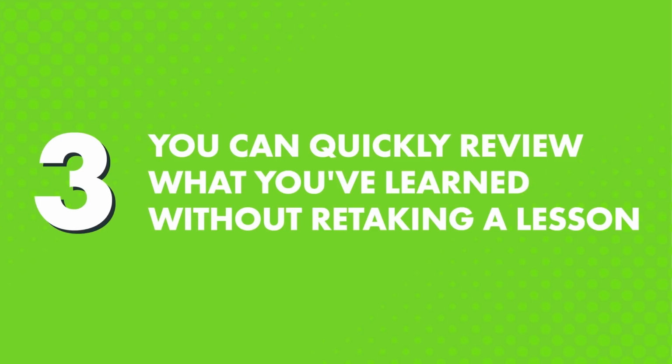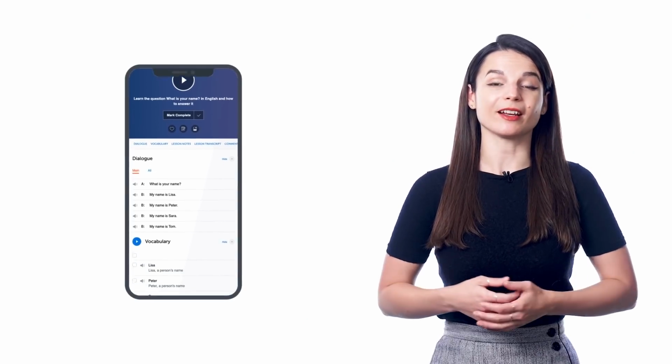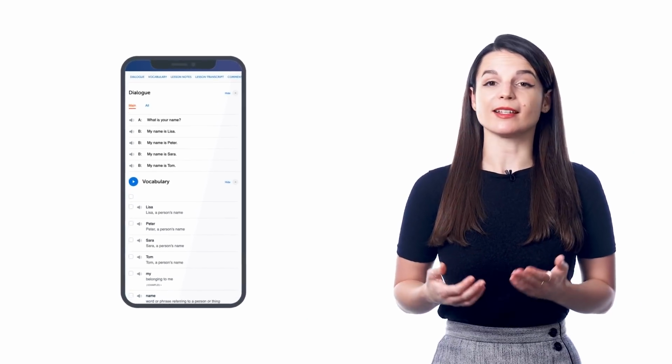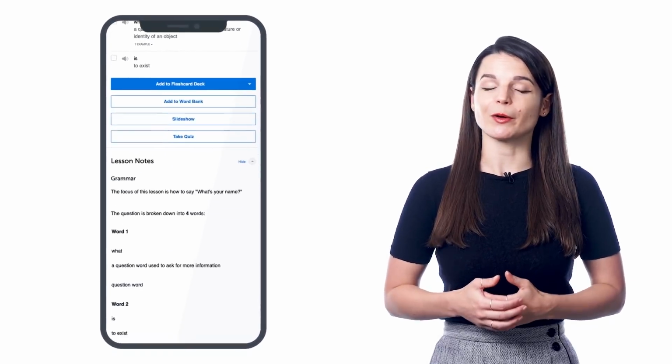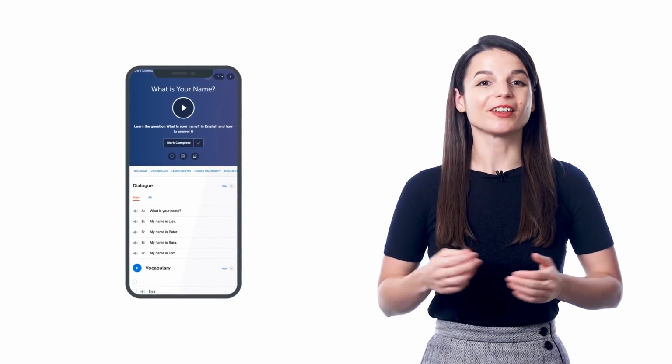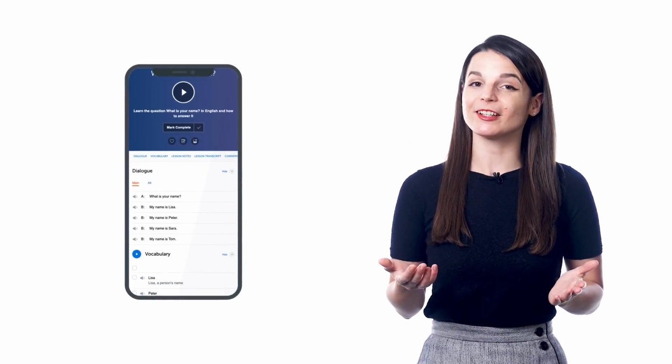And 3, you can quickly review what you've learned without retaking a lesson. Again, one of the best ways to pick up a language is through repeated exposure, which means reviewing what you've learned as much as possible. But if you don't want to retake a lesson, then you can quickly review the lesson's dialogue, grammar, and vocabulary with the lesson notes. So if you want to learn the language faster, understand native conversations, and review the lesson content with a quick glance, then take advantage of the lesson notes, which you'll find in every lesson inside of our learning program.